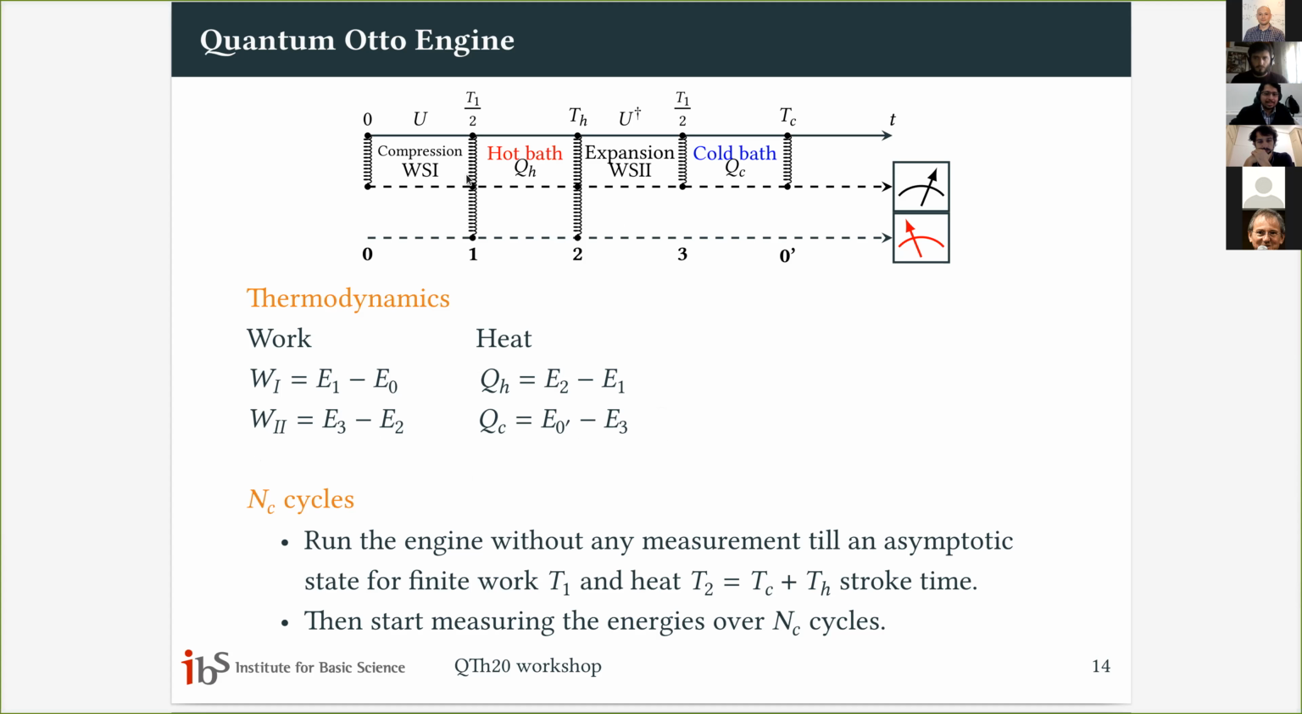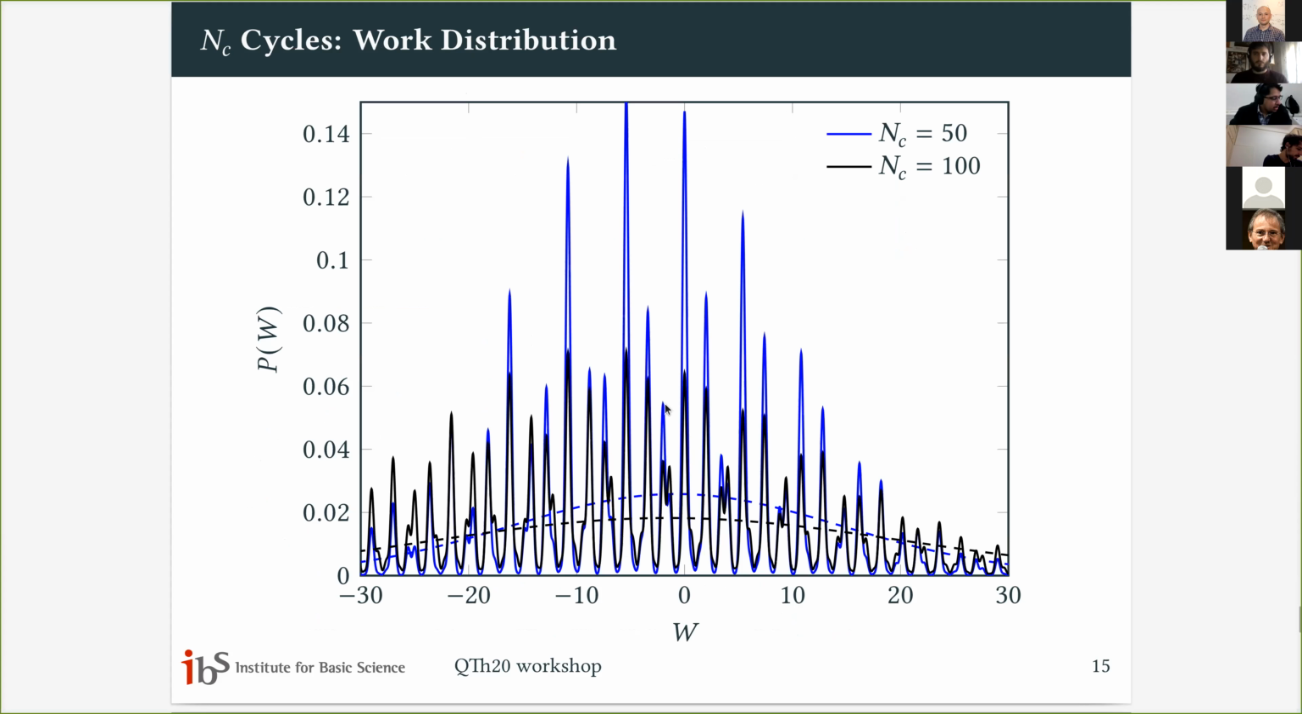We want to run it for many cycles. And we want to see what is the effect of this number of cycles on the performance of the Otto engine. So at the end of each cycle, you want to know what is the work output of the cycle, and then you want to continue running the Otto cycle. And what you have here is the work distribution for different numbers of cycles. So what we do is first we initialize the Otto cycle and just make it run such that it reaches some form of an asymptotic state. Once it reaches this asymptote, then you start the measurement process.